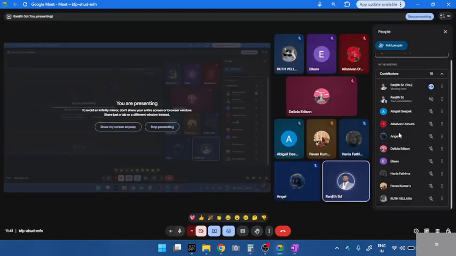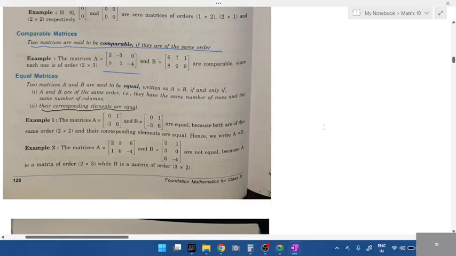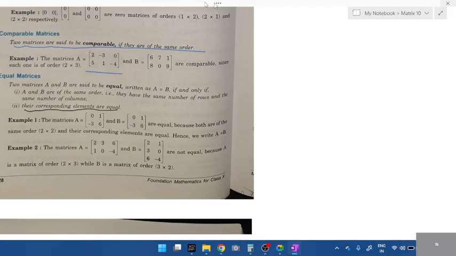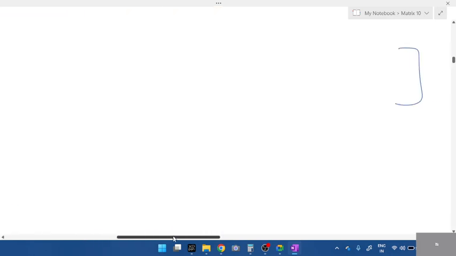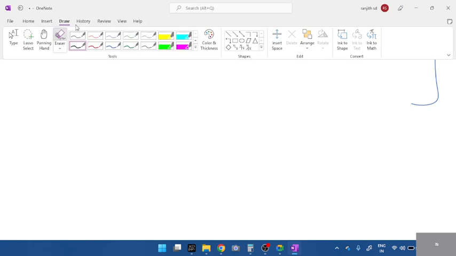Okay, we'll start. 1, 2, 3, 4, 5, 6, 7, 8. Okay, tell me what we studied yesterday, students. We studied about matrix, right? Writing in column.